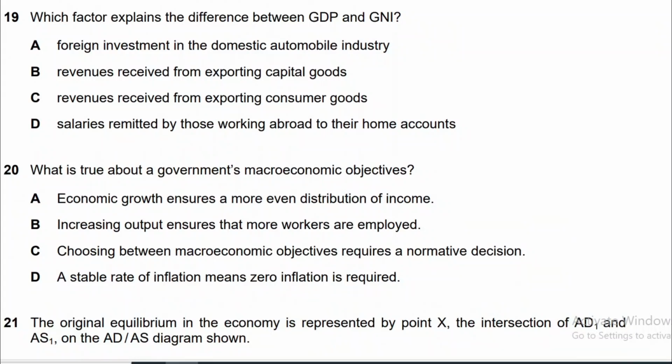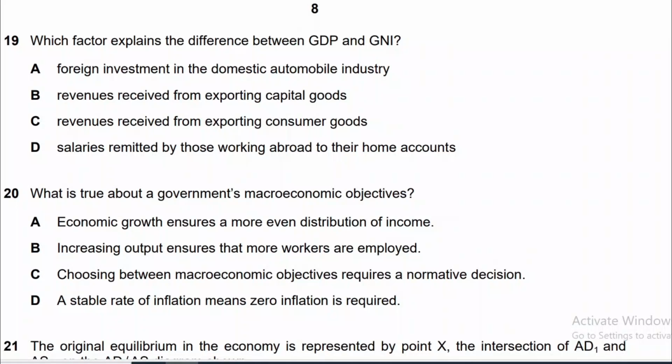Question number 19 is, which factor explains the difference between GDP and GNI, right? So keep in mind, GNI basically considers net compensation of employees from abroad. That is the additional thing that is calculated and included in GNI, but not GDP. So option D is the correct answer for this question, and this is kind of a factual question, so I'm moving to the direct answer of this question.